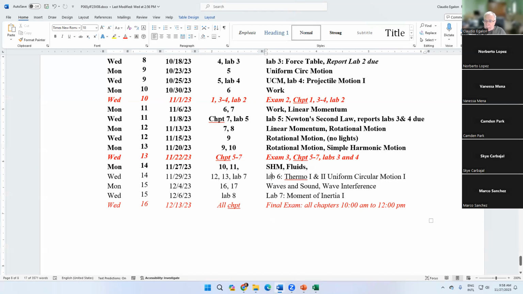And here's the lab 6, uniform circular motion. Fluids. Looks like we're going to skip that because I want to get into waves and sound. Okay. 9:58, 10, 12, 13. Okay, so that's the plan.